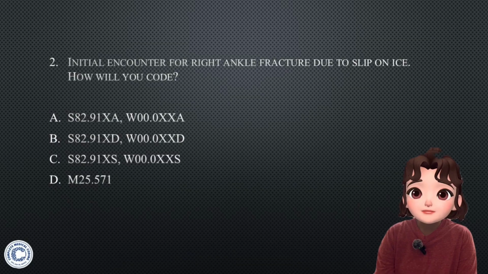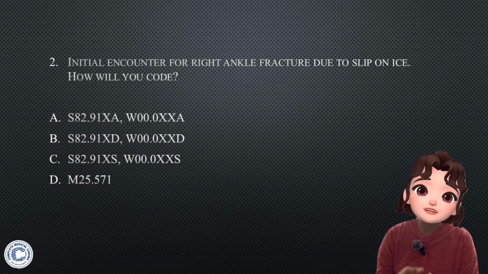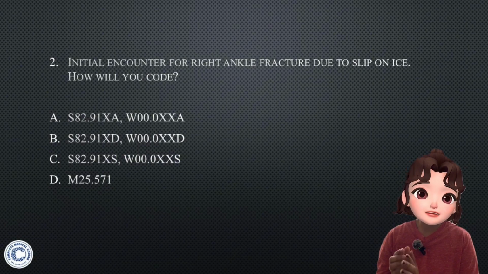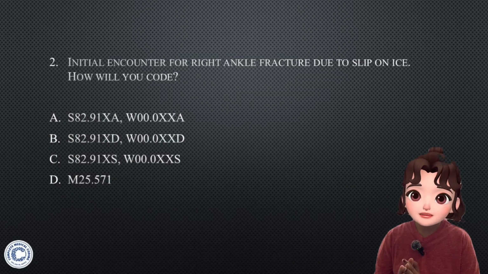Now moving to the second question. Initial encounter for right ankle fracture due to slip on ice. How will you code? So, initial encounter. As you know, the encounter, like initial, subsequent, sequela, all will come in as the seventh character, right? If it is initial encounter, the seventh character will be A. If it is subsequent encounter, it will be D. And if it is sequela, it will be S. So from that itself, you can identify the correct answer. You can save time like that, right?